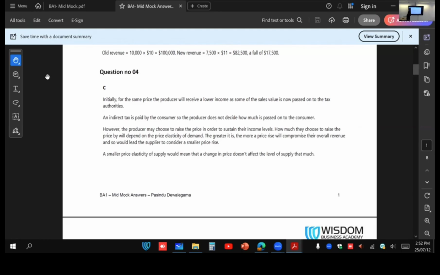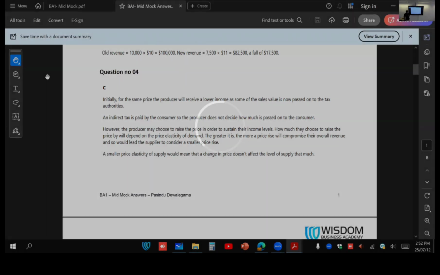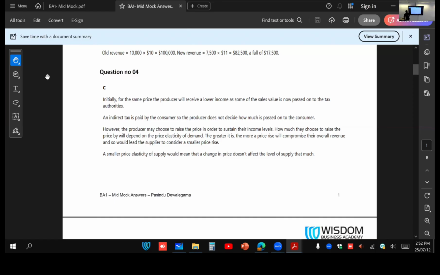Smaller price elasticity of supply would mean that the change in the price doesn't affect. Price elasticity. Again, if a good is price elastic, when you change the price, what will happen to the demand? Elastic. Small change in price, bigger change in demand, right? A smaller price elasticity of supply would mean that a change in price doesn't affect the level of supply as much.